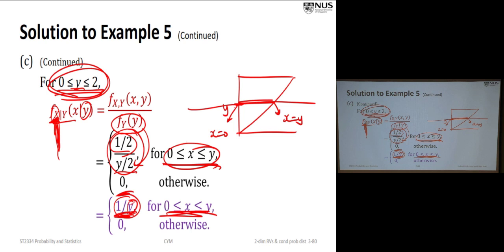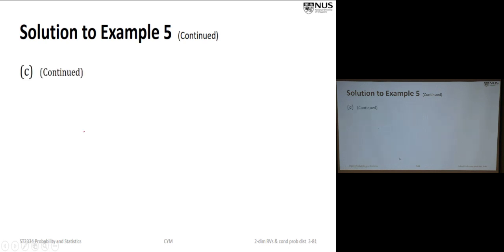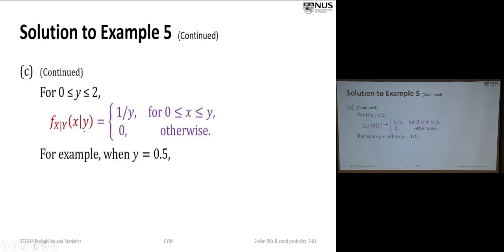So when we say whether x, the conditional of x given y is uniform or not, we look at this expression, whether it involves any x. So no matter what your x is, so long as x is between 0 and y, then it is the same, 1 over y. All right? So when y equal to 0.5, then the distribution is equal to 2.